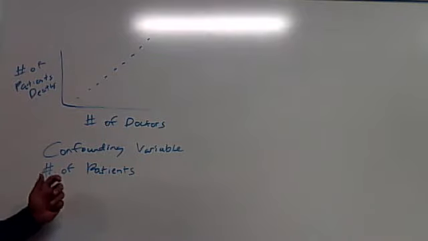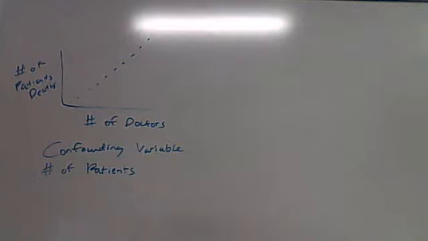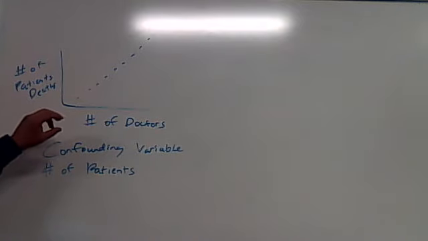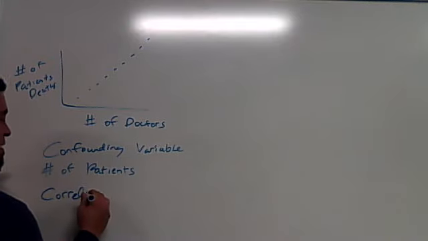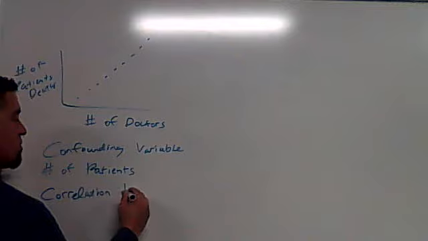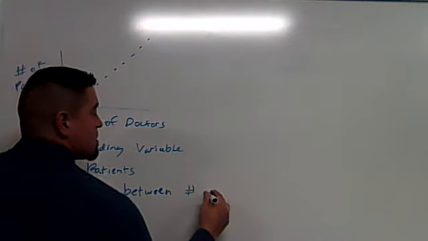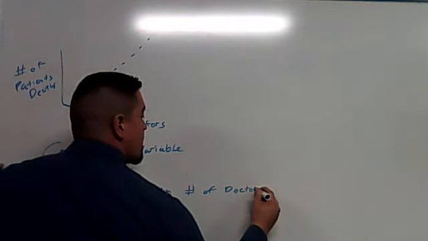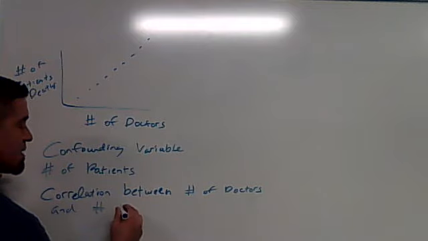So the confounding variable again is the number of patients because that increases number of doctors and number of patient deaths. So it's kind of like this z variable that influences both the other variables and makes it appear that there's something going on, but all we can say is that there is correlation between number of doctors and number of patient deaths.